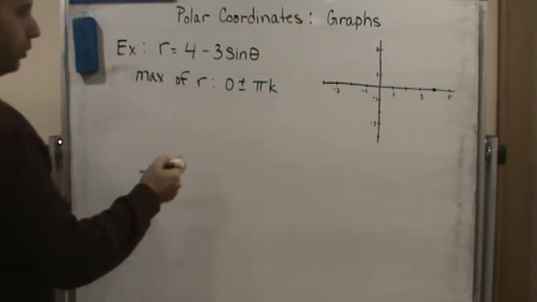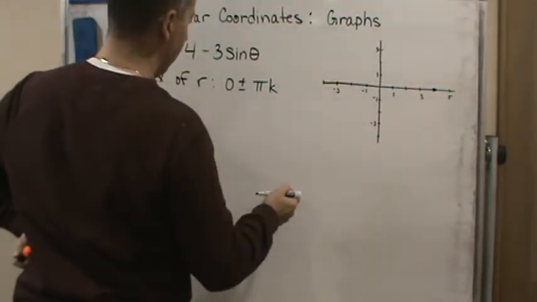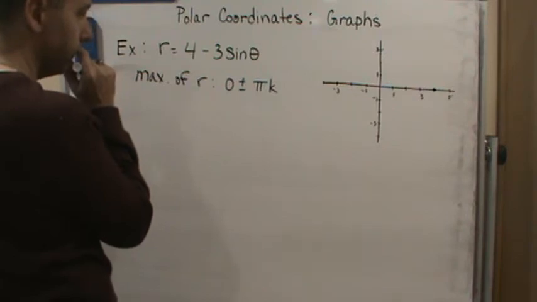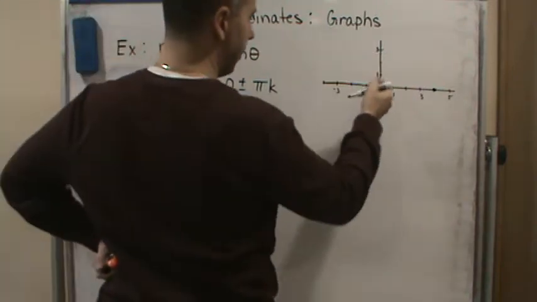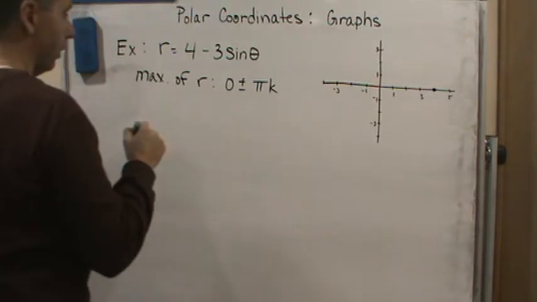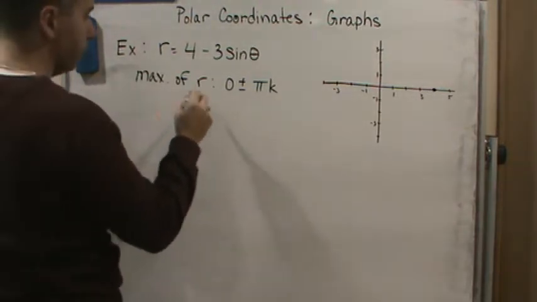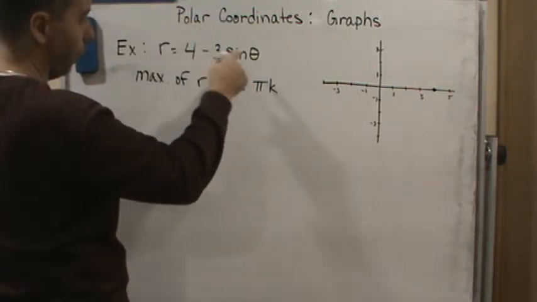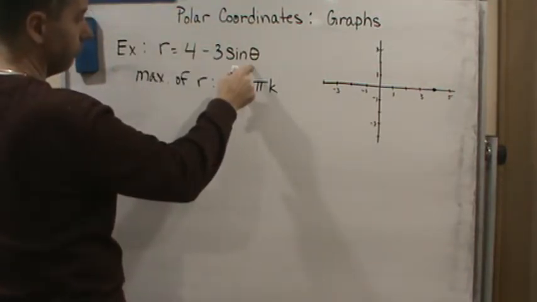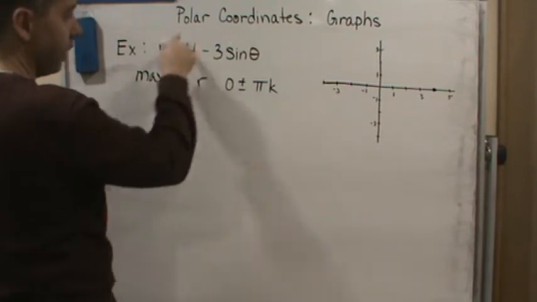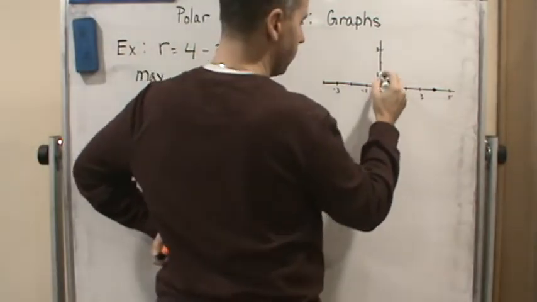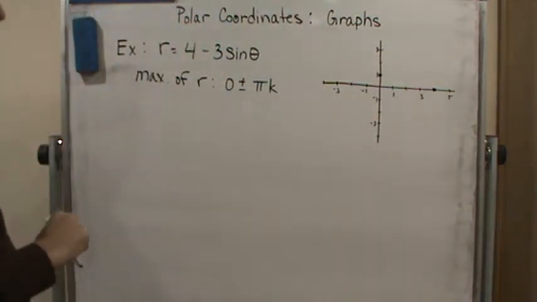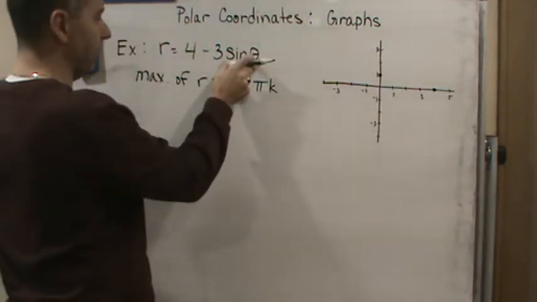Oh, let's do pi over 2. Right, it's sine. So let's see where it intersects at pi over 2. Well, at pi over 2, sine is going to be 1, which means this r is going to be 1. And so at pi over 2, this is going to be at 1. And what about pi? Well, pi at 0.